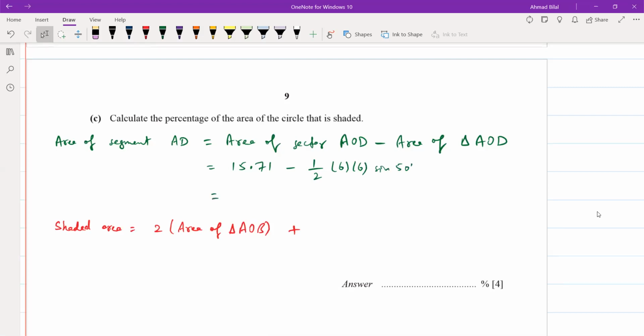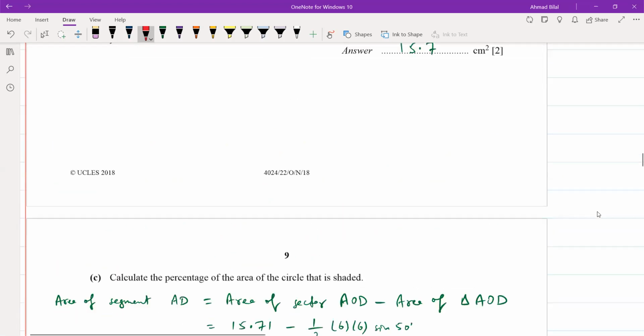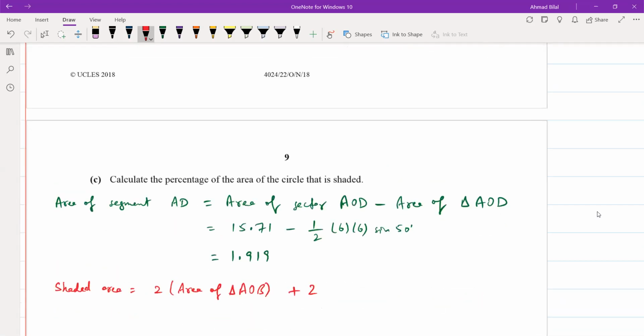From here, what will we have? The area of segment will come. So let's evaluate that. This turns out to be 1.919 for me. So this total turns out to be 1.919. This is the area of segment. Now how will the total shaded area come? That's 2 times the area of the triangles plus 2 times the area of segment AD.